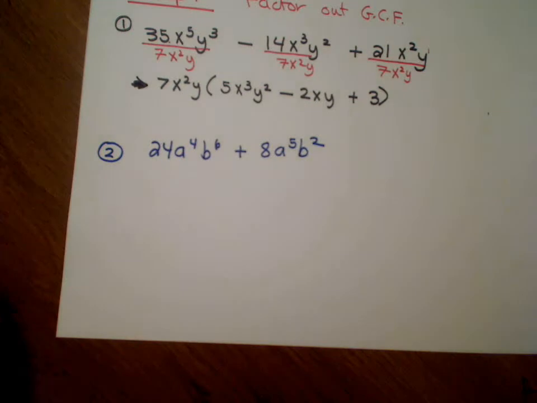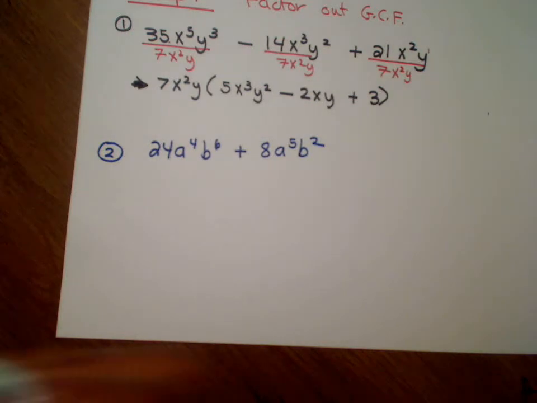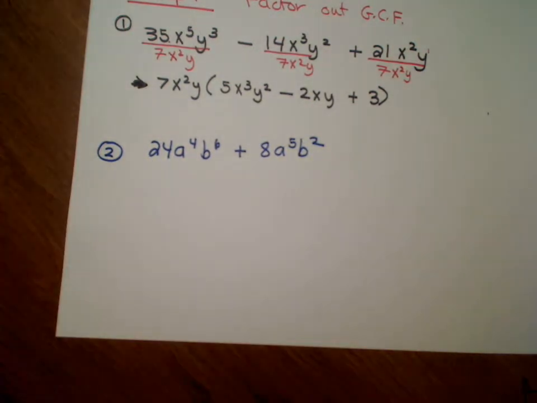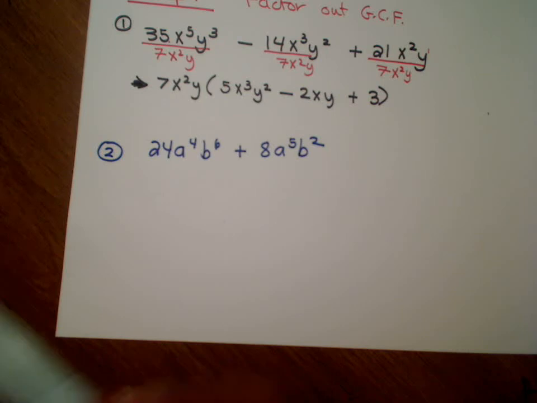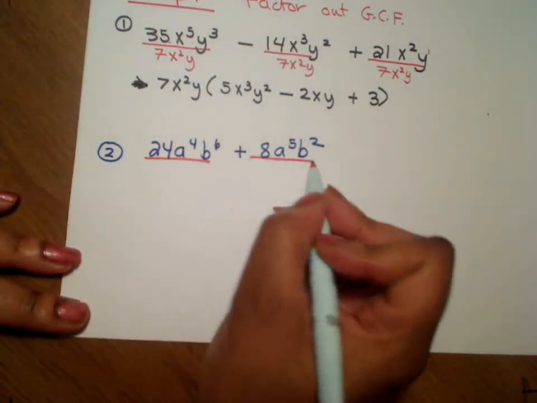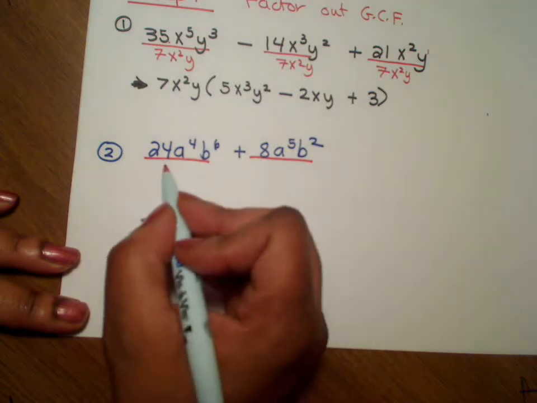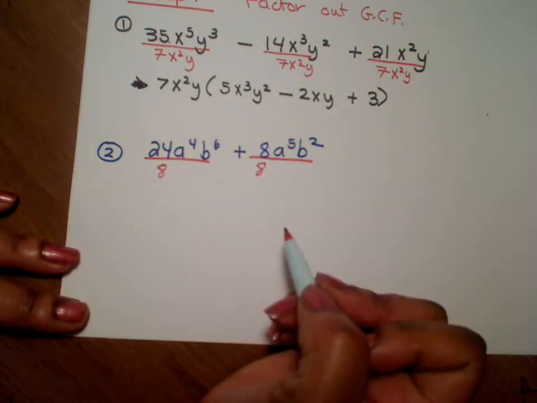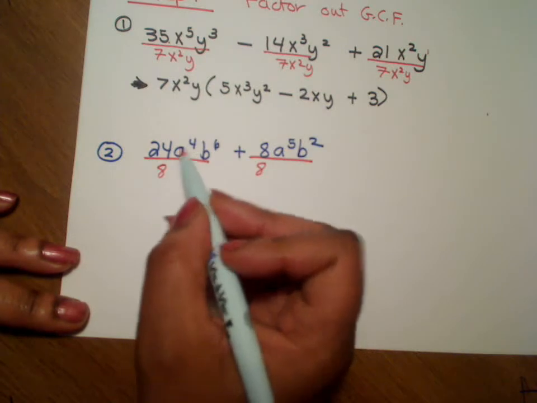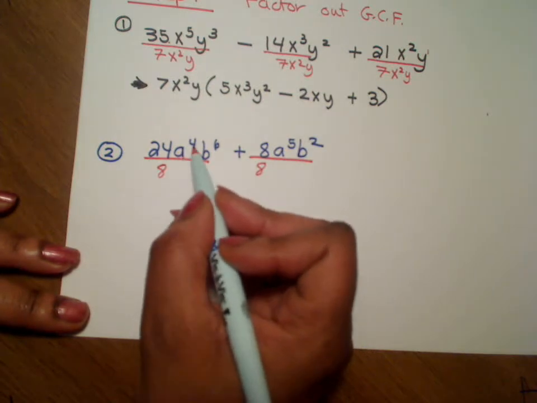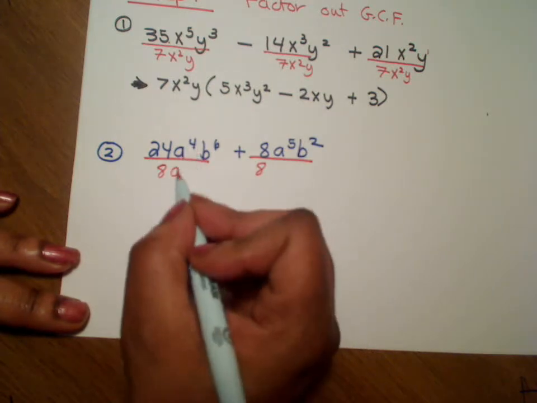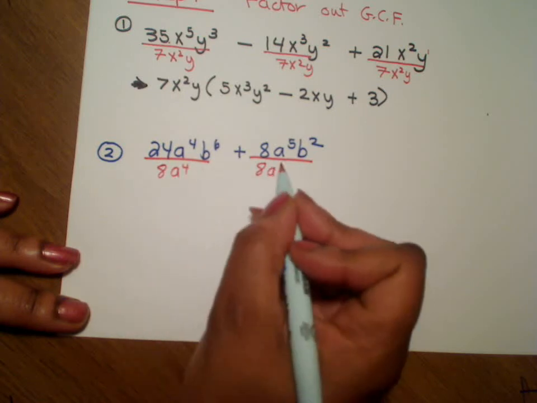Let's look at the next one, just to review one more time. Here, once again, I'm going to look to see what I can factor out. So first I'm going to start with my number, or coefficient. Notice here I can factor out an 8 from here and an 8 from this one. Once again, I will look at just my a. A to the 4th is the smallest exponent, so I'm going to factor out an a to the 4th.